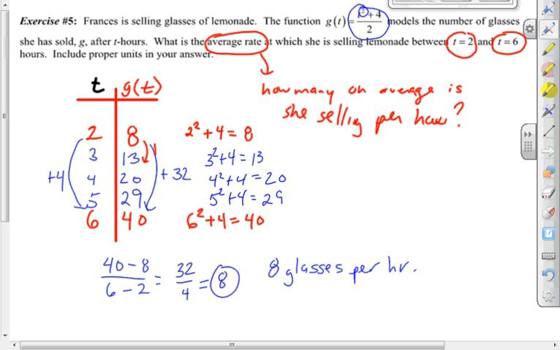From 2 to 3 hours, she sold 5. From 3 to 4 hours, she sold 7. From 4 to 5 hours, she sold 9. And from 5 to 6 hours, she sold 11. So notice how these rates of change are different as we increase from 1 hour to the next. But our calculation calculates the average rate of change.